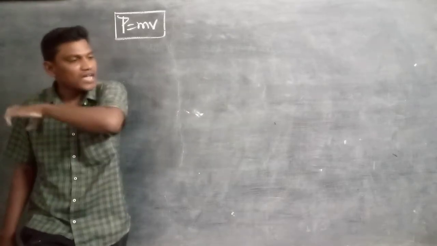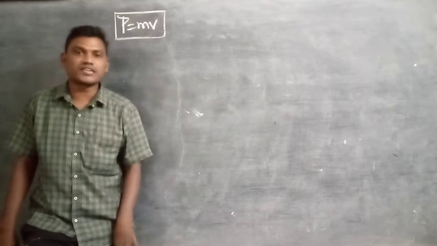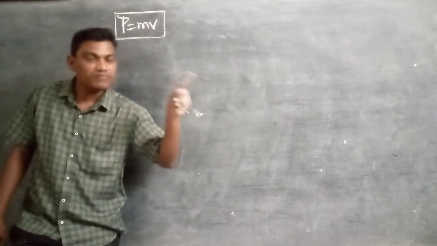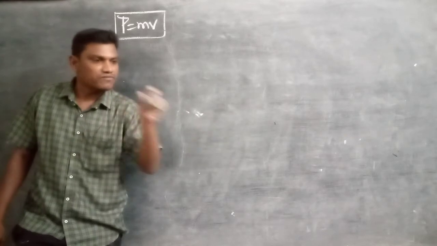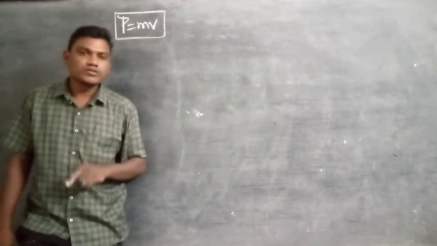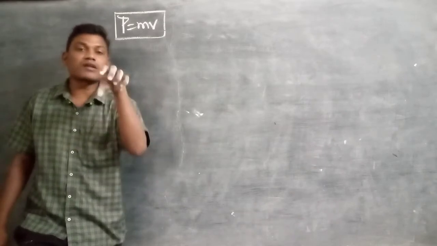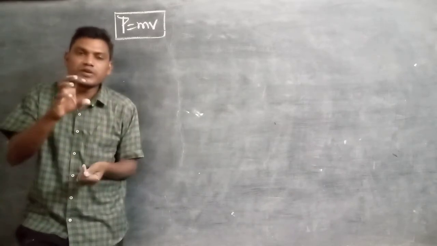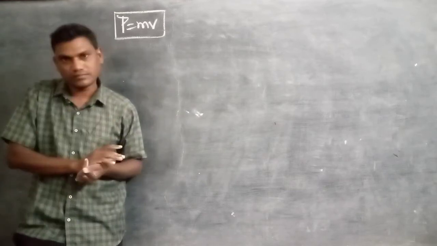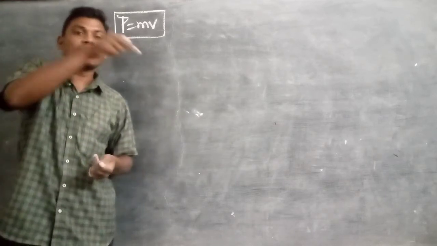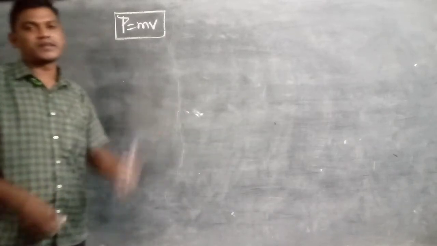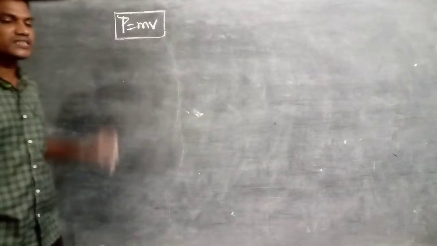Or if a body is in motion on a horizontal surface, it has mass, and since it is in motion it has velocity. The product of mass and velocity is called momentum, and this type of momentum is called linear momentum. Simply listen very carefully: if a body is in one dimensional motion, then it has one momentum. That momentum is called linear momentum, or simply momentum. What is the formula? P equals mv.